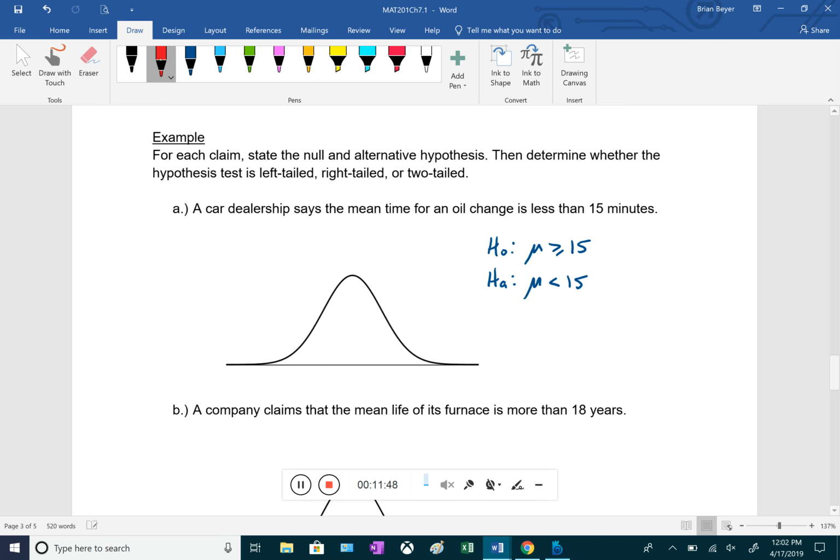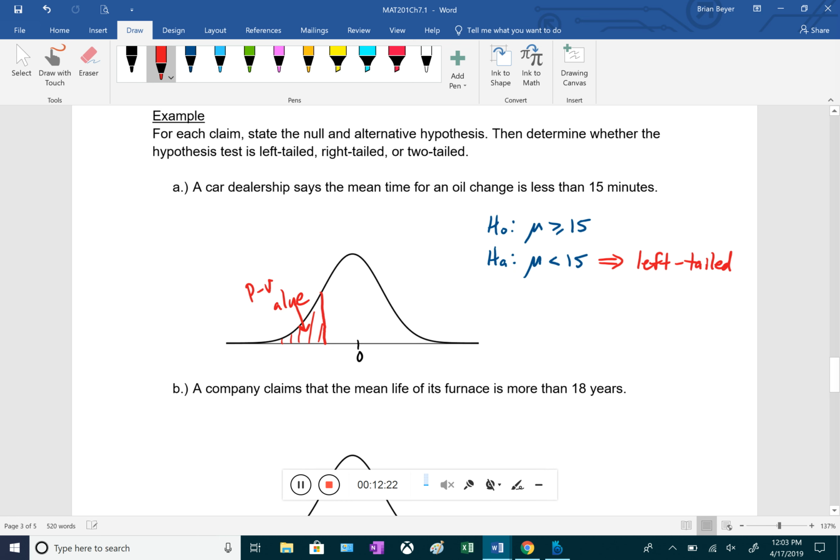So when we're determining if it's left, right, or two-tailed, we have to look at the alternative, and more specifically, we have to look at if it's less than, greater than, or not equal to. So since that is just less than, that's a left-tailed test. So on the curve, it's going to be an area to the left, and that area to the left is going to be that p-value.